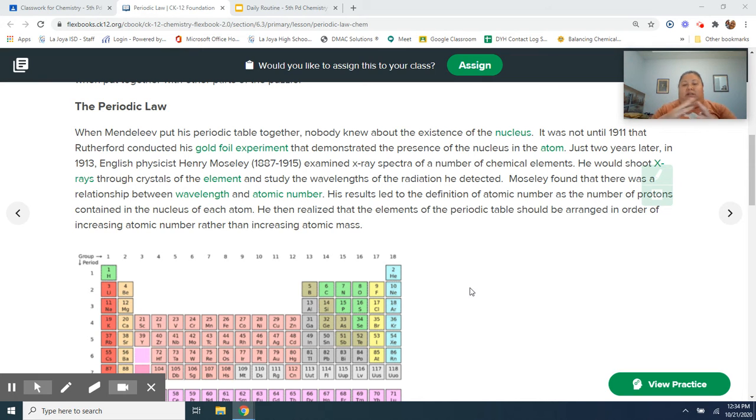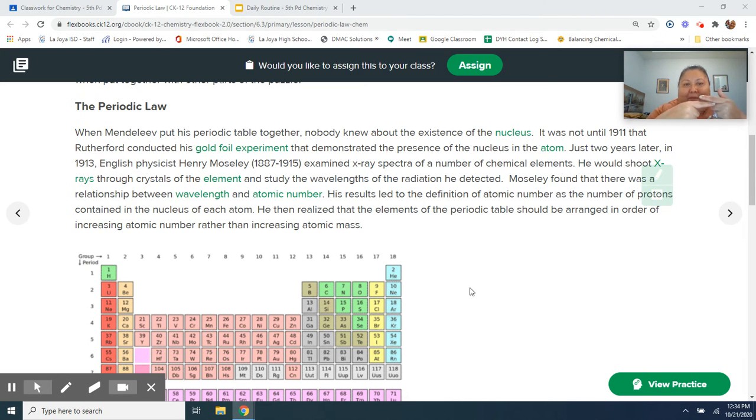And as he was doing his research, Moseley found that there was a relationship, a connection between wavelength and the atomic number of each element. Now, his results led to the definition of atomic number as being the number of protons contained in the nucleus. Okay, it contained the nucleus.